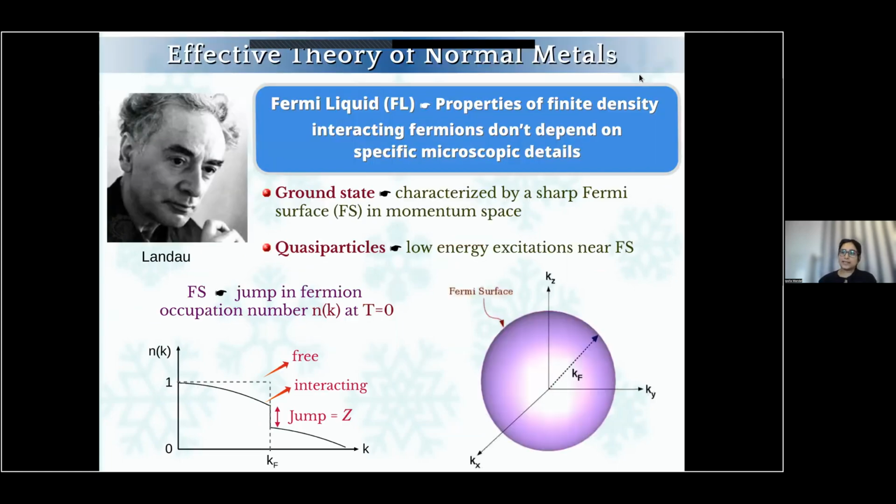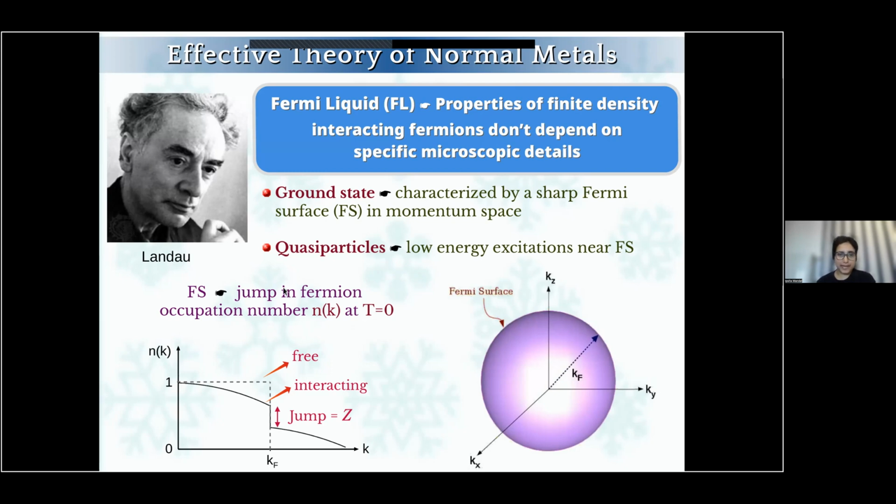Now, to understand these non-Fermi liquids, let us review the theory of normal metals. Now, the effective theory of normal metals is given by Landau's Fermi liquid theory. So Landau observed that if we take a finite density interacting electron system, or in general a fermionic system, then its properties do not necessarily depend on the specific microscopic details that we might choose to study. So broadly, there are two properties. First, there is the ground state, which is characterized by a sharp Fermi surface in the momentum space. And then about that ground state, we have some low energy excitations, which we call the quasiparticles.